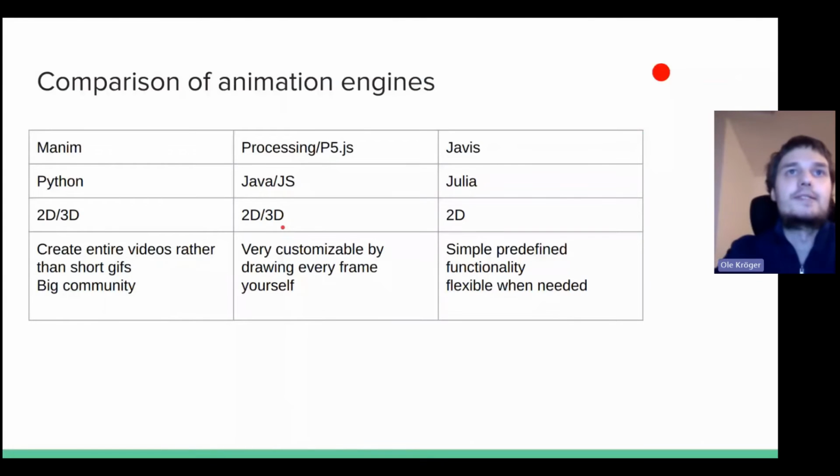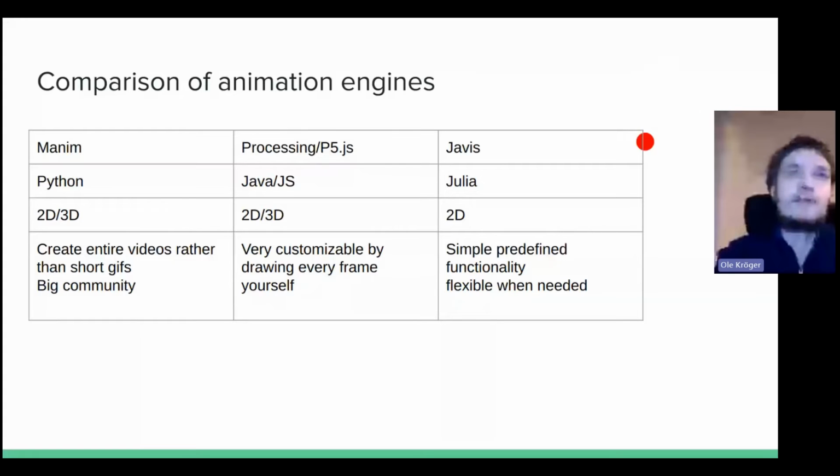Then let's see a comparison of the animation engines that I just mentioned. So Manim is written in Python. It allows for 2D and 3D animations. And you can create entire videos rather than short GIFs. You have a huge community and a lot of content out there on YouTube, which I think is quite nice for Manim.